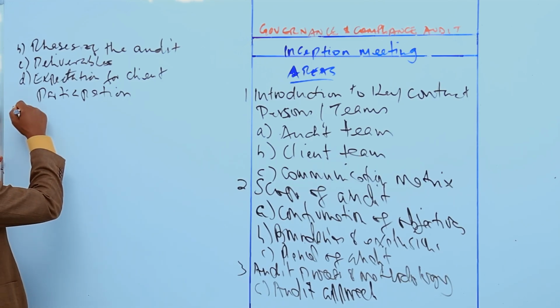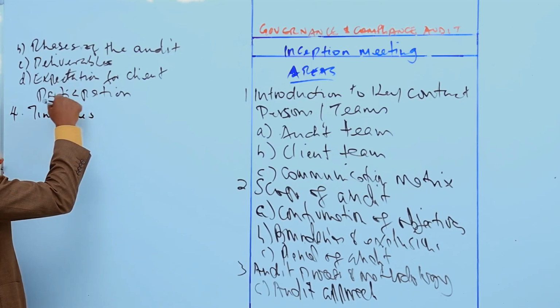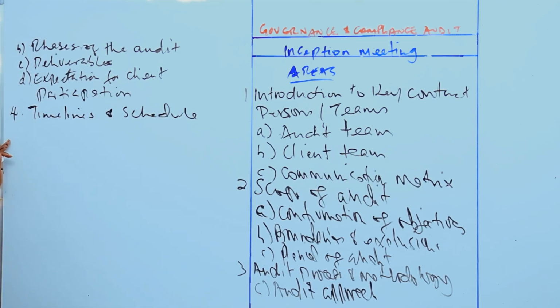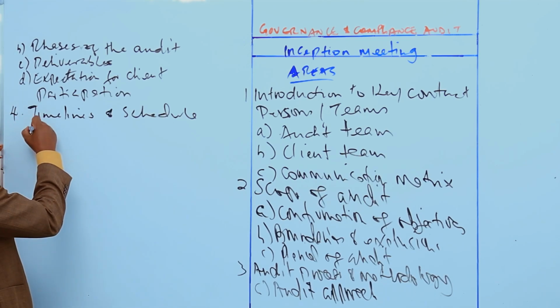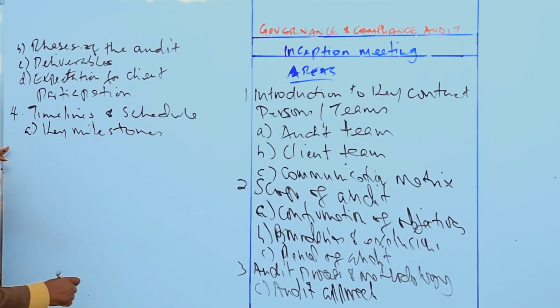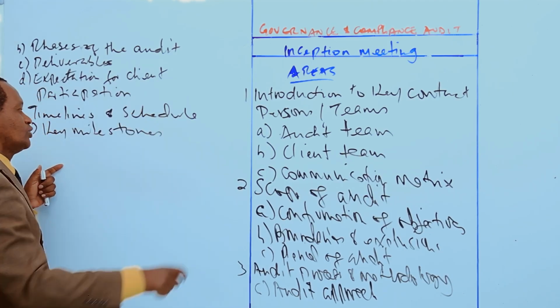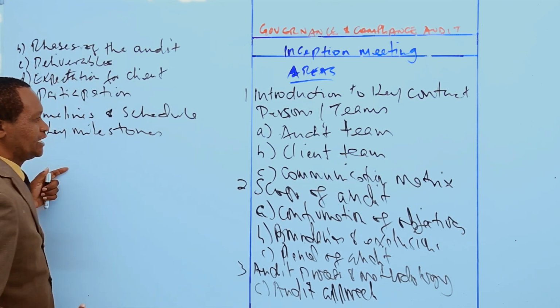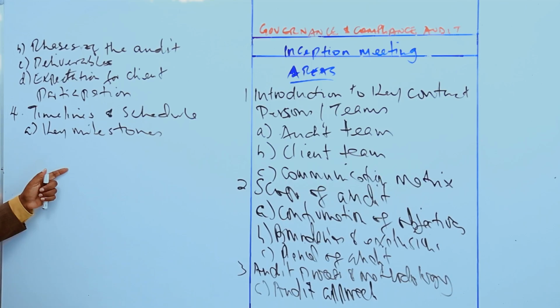Then number 4, we have timelines and schedule. Timelines and schedule are the key milestones that are expected during the audit. The auditor should present a high-level timeline with key milestones. For example, start of field work. That is a milestone, when the field work begins. The date of initial findings discussion is another key milestone.